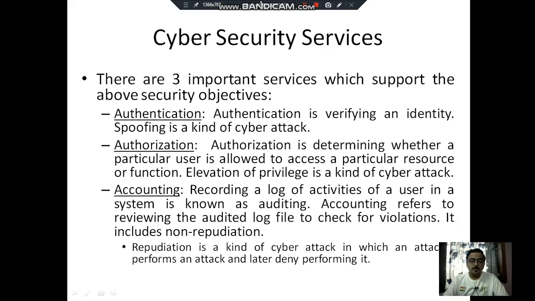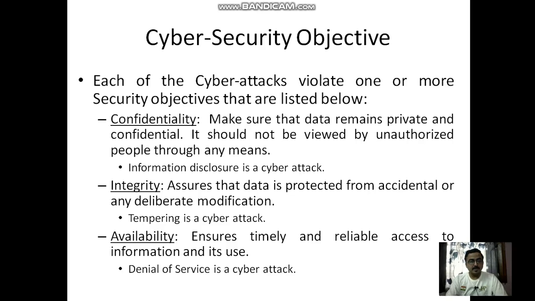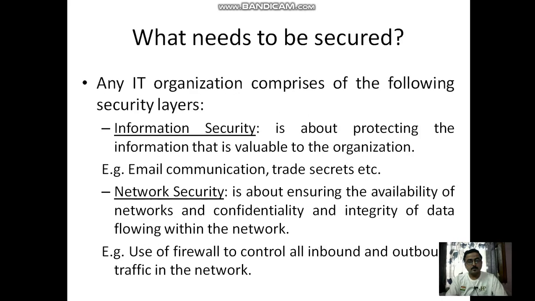To achieve three objectives. What are the three objectives? The three objectives are confidentiality, integrity and availability. Clear? So, what needs to be secured? As I said earlier, we mainly focus on two things to be secured. First one is information and next one is information system.